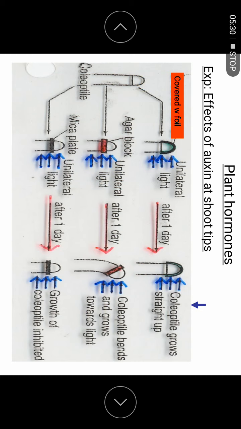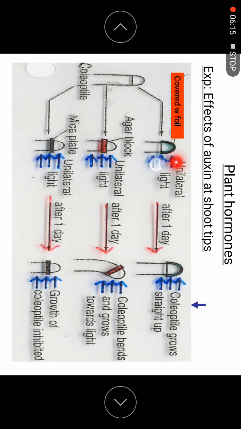So this is another example of an experiment that we can do to show that auxin is responsible for the growth. You see the first experiment, the first set: it is covered up with aluminum foil so that there is no light. When there is no light, the growth will not be affected by anything. The concentration will be evenly distributed, so it will go straight up. That means there is no effect.